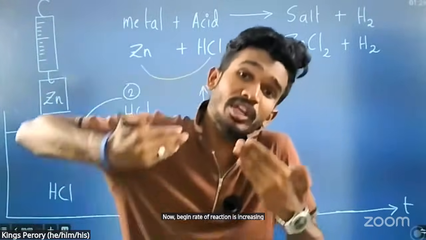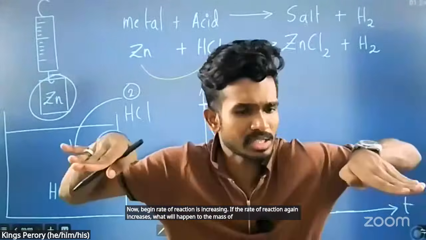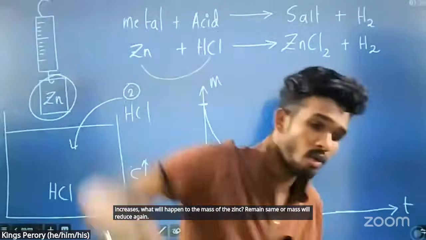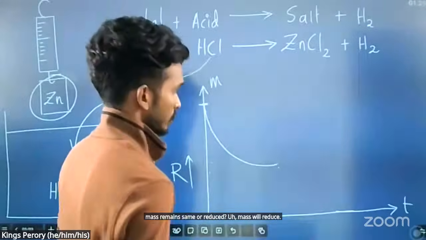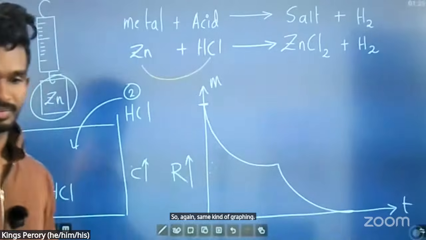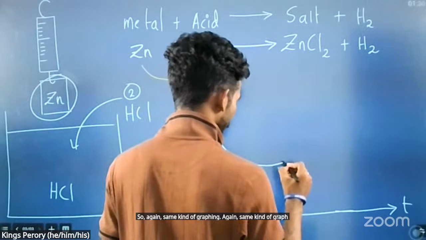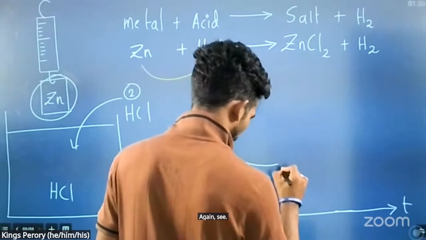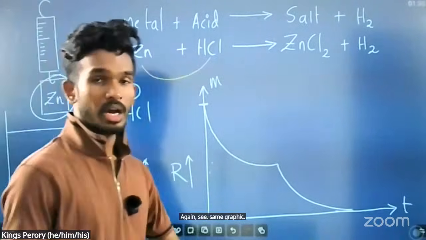If the rate of reaction again increases, what will happen to the mass of the zinc? Remain the same or reduce again? Mass will reduce. So again the same kind of graph will come. So you repeat the graph twice.